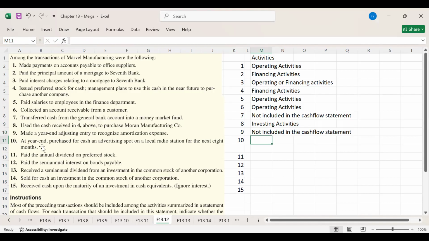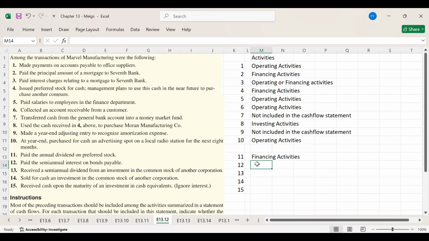Number 10, at year end purchased for cash an advertising spot on a local radio station for the next 8 months. Again, this is your operating activities. Number 11, paid the annual dividend on the preferred stock. Whenever the company pays a dividend, it is a financing activity. Financing activities. Then we have 12, paid the semi-annual interest.